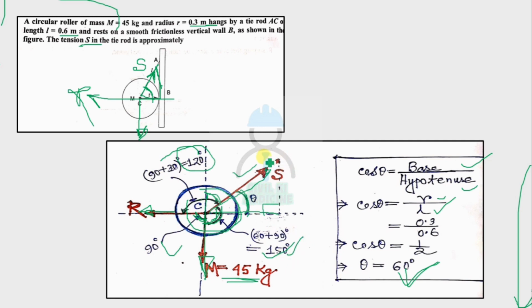So in this case there are three forces acting at a single point. So the forces are concurrent, also coplanar, and the number of forces is 3. So we can easily use Lami's theorem. Let's see.